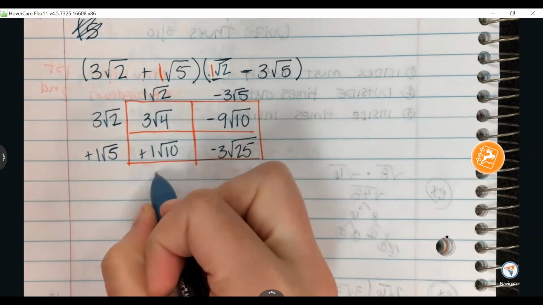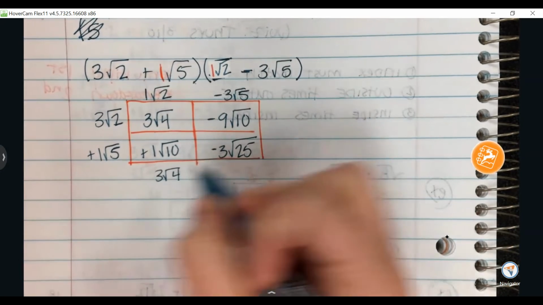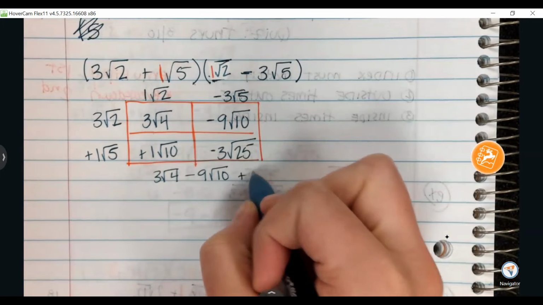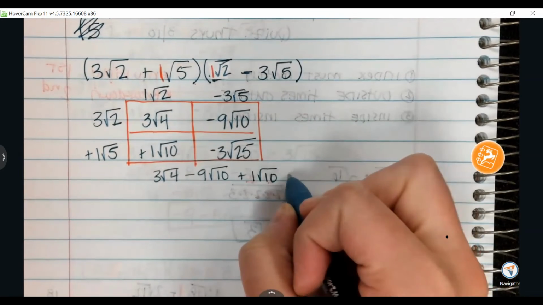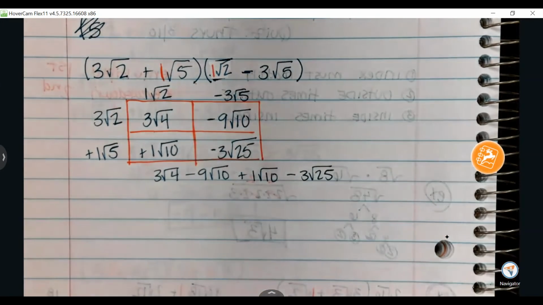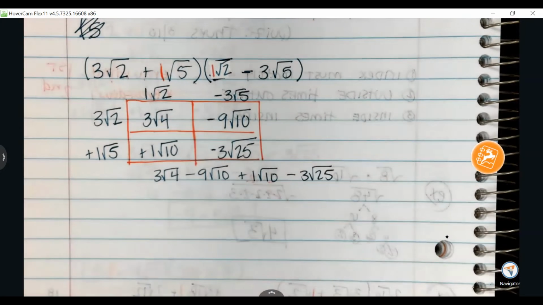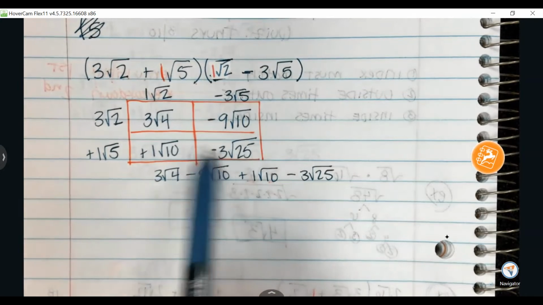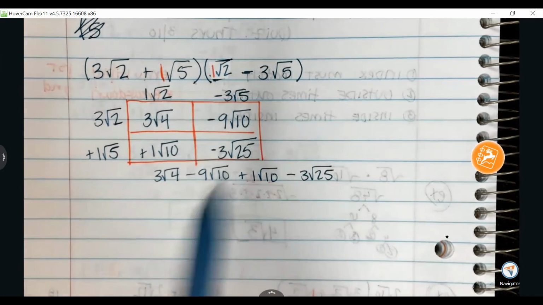So I'm going to have 3 square roots of 4 minus 9 square roots of 10 plus 1 square root of 10 minus 3 square roots of 25. You always go side to side. It doesn't matter what order you go in, okay? What matters is that you have all 4 and you have the symbols in front.